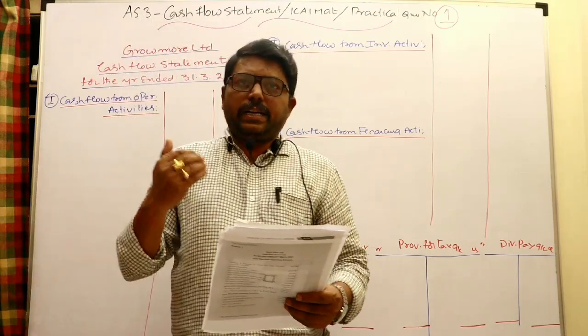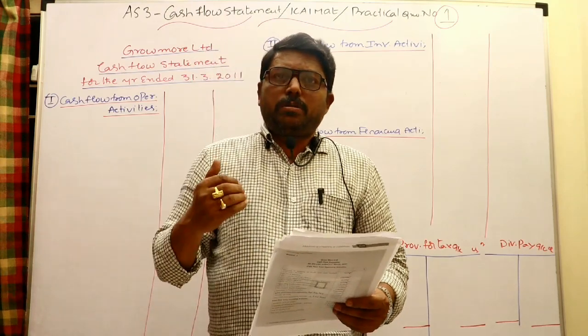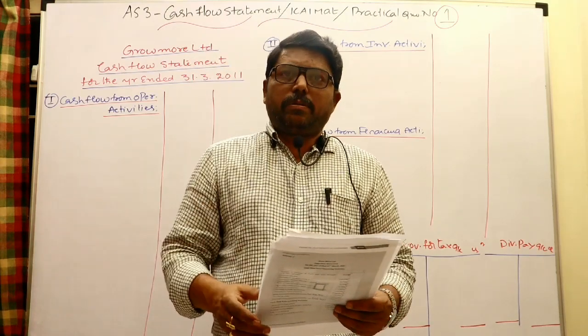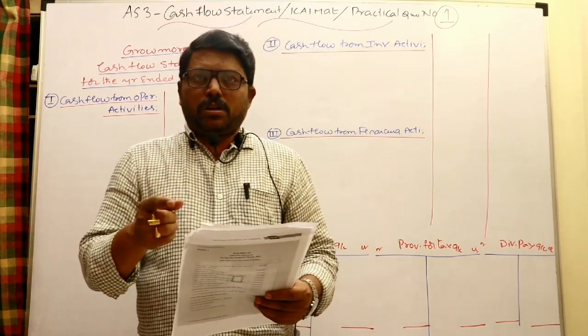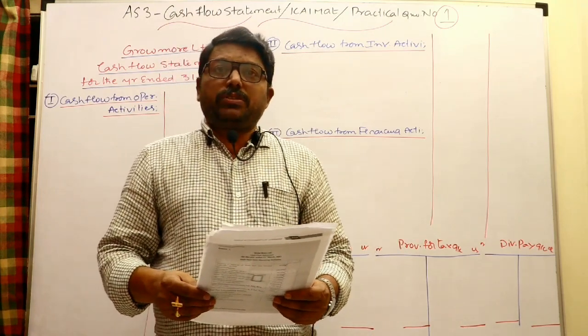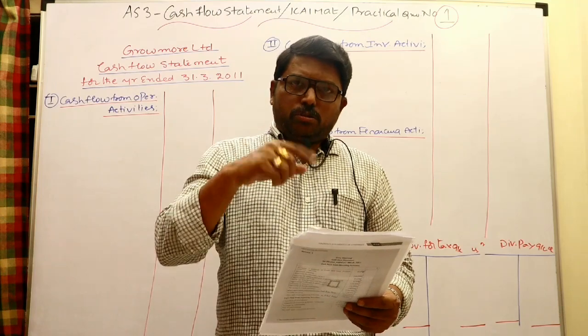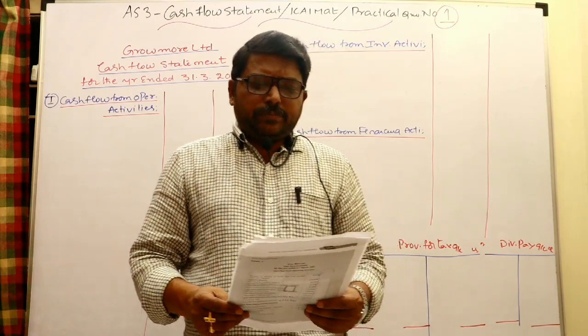If you would like to work out indirect method, from the appropriations you have to travel back. Like transfer to general reserve also should be added back. Provision for tax through P&L should be added back. Tax paid should be deducted.